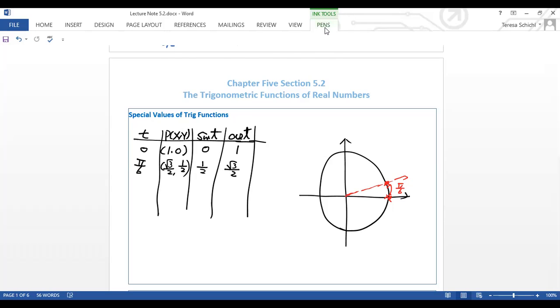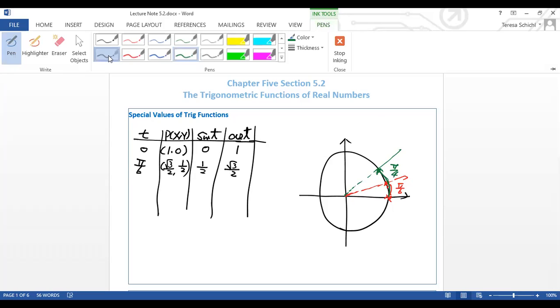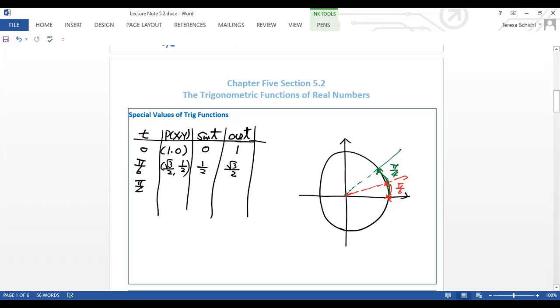Okay, so now the next important angle we travel to is here. We travel all the way from here to here, right? So this green arc I travel is pi over 4. So I'm going to put pi over 4, and the terminal point is square root of 2 over 2, square root of 2 over 2. And so my sine t is square root of 2 over 2, and cosine t is square root of 2 over 2.